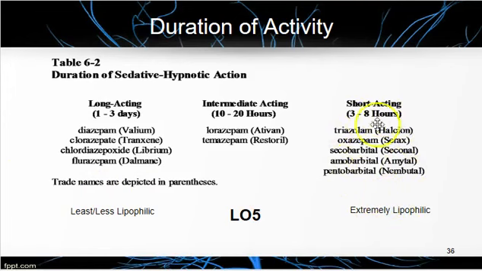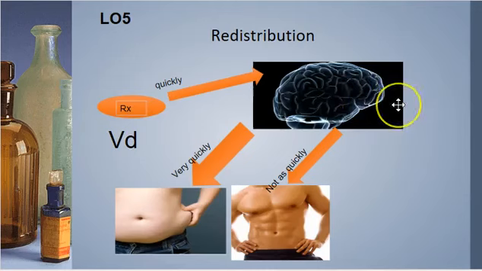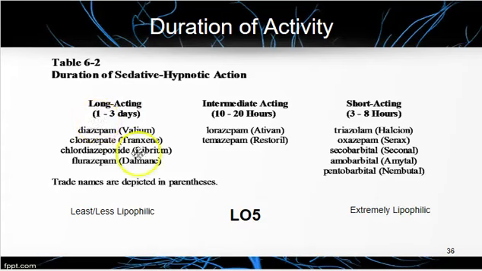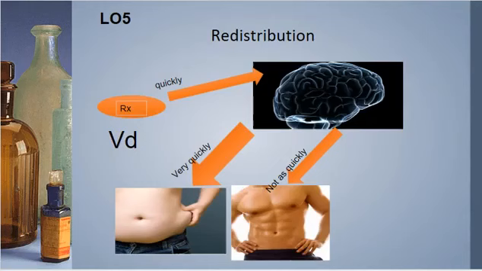These drugs that are extremely lipophilic, such as triazolam or pentobarbital, go right into the brain, and just as quickly as they enter the brain, they leave the brain and redistribute to total body fat. In contrast, these drugs, Valium, which is diazepam, are least lipophilic, so it takes them a little bit of time to get into the brain. But once they do, they don't leave as quickly. And so this is the concept of redistribution.